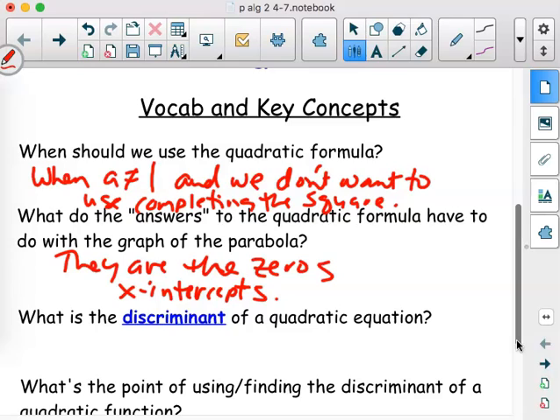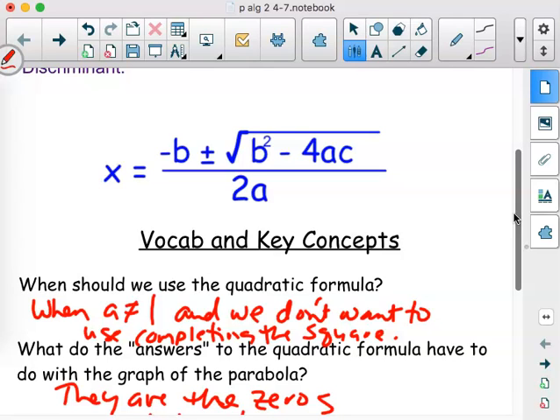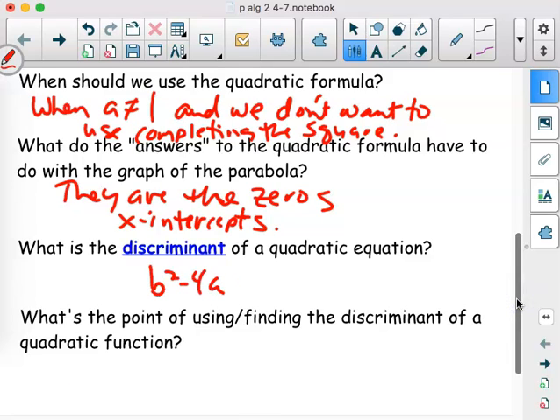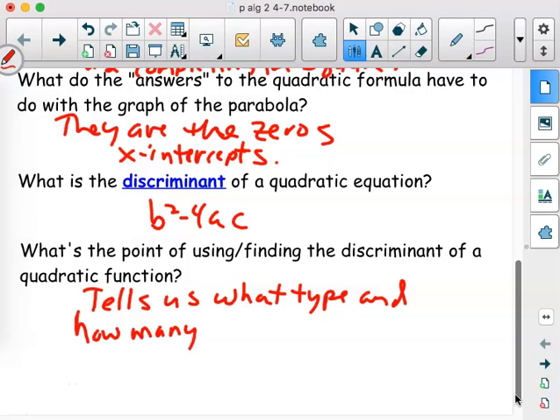And then the next one says, what is the discriminant of the quadratic equation? The discriminant is the part of this that's underneath the radical. So here's our radical symbol. It's b squared minus 4ac. That's the part that is the discriminant. And what's the point of using or finding the discriminant of a quadratic function? We're going to get into that more tomorrow, because what it does is it tells us what type and how many solutions there are, or how many, let's say, zeros there are.